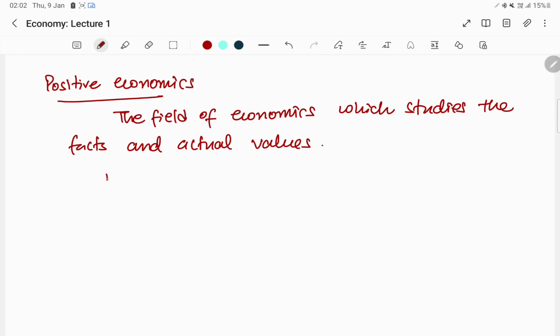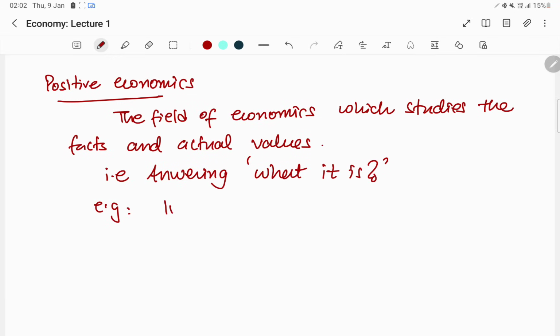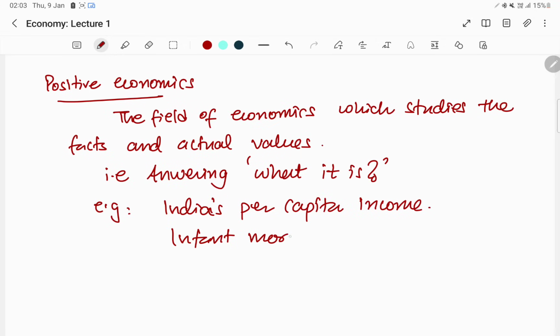This is the approach. For example, this is answering what it is. If we take an example, we will be able to understand. For example, what is India's per capita income? So, facts. Or maybe what is the infant mortality rate?